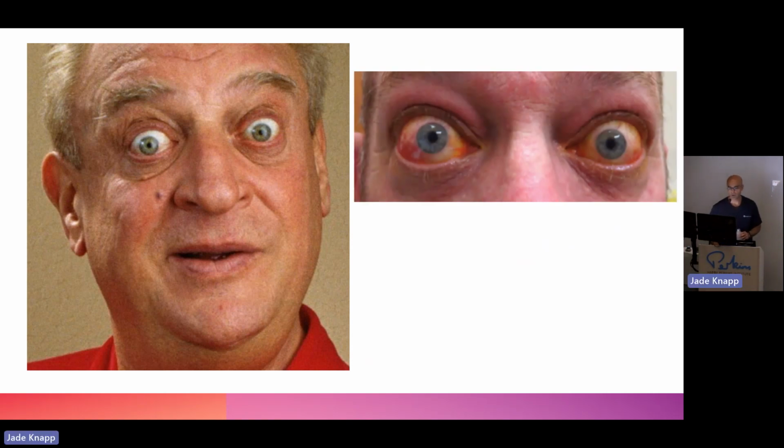Here's another example. And you can see that this person not only has really prominent eyes, they've got proptosis, but the eyes also look red, right? Conjunctival injection is what we call that. The conjunctiva looks red. This person looks like they'd be quite uncomfortable. And so this is acute thyroid eye disease.